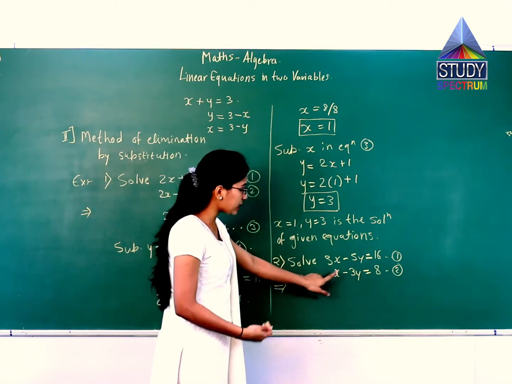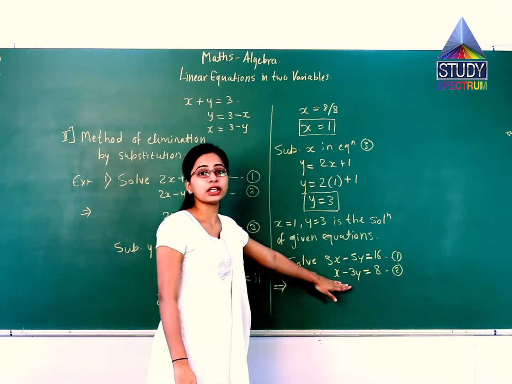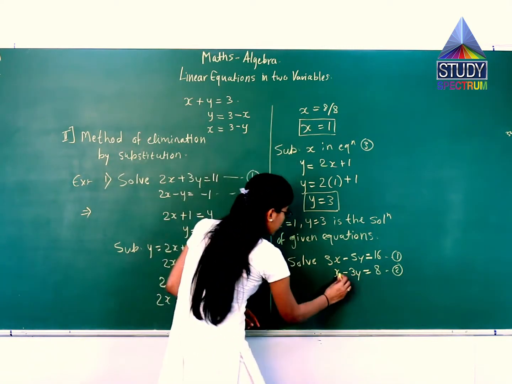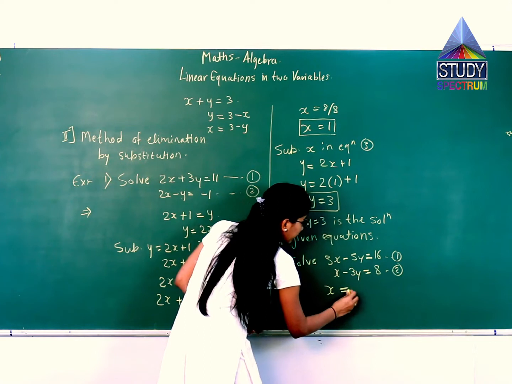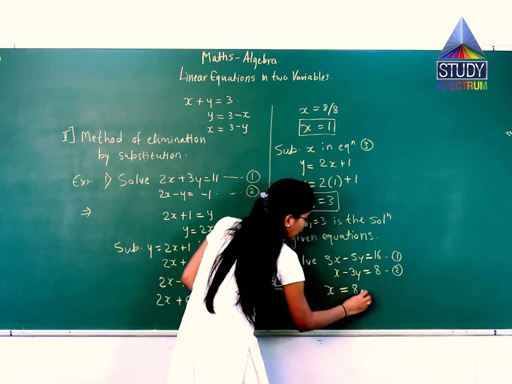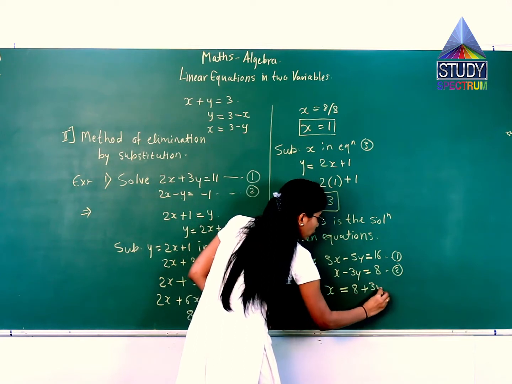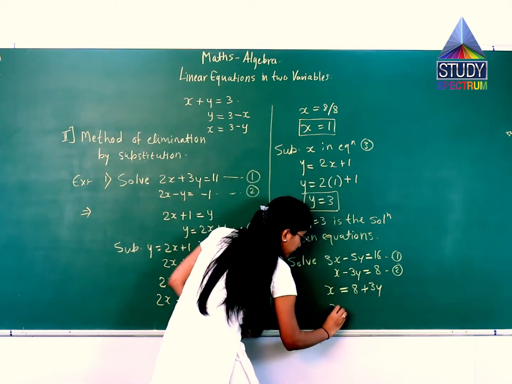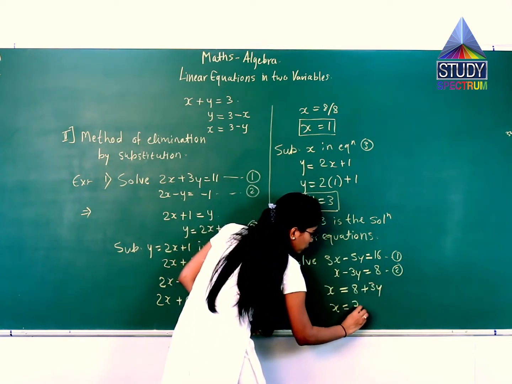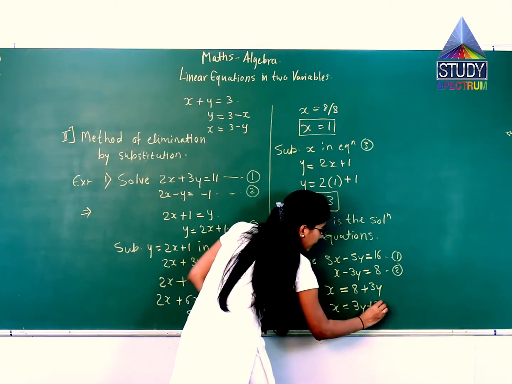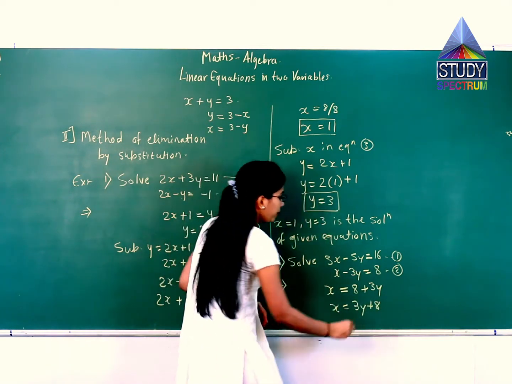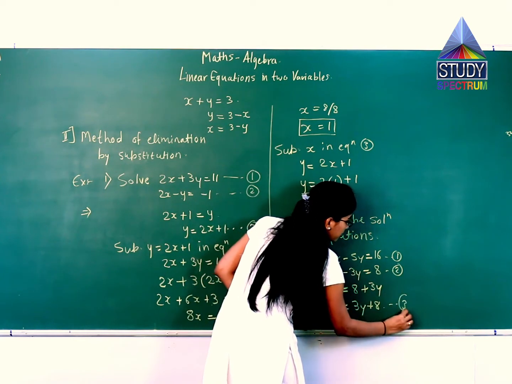So it is easy to represent this equation in the form of x. So what I can do, x is equal to directly I can write 8 as it is, and this minus 3y will get added on the right hand side. So after arranging the terms, x is equal to 3y plus 8. This is my equation number 3.